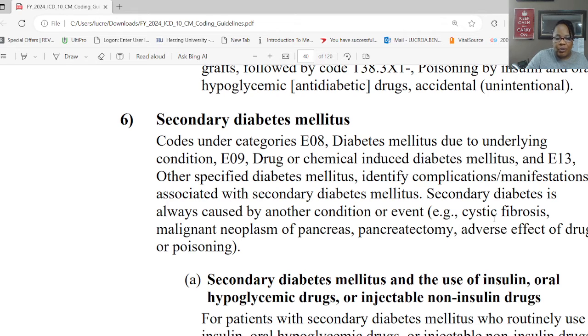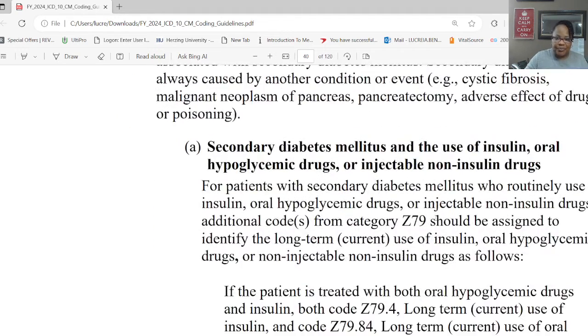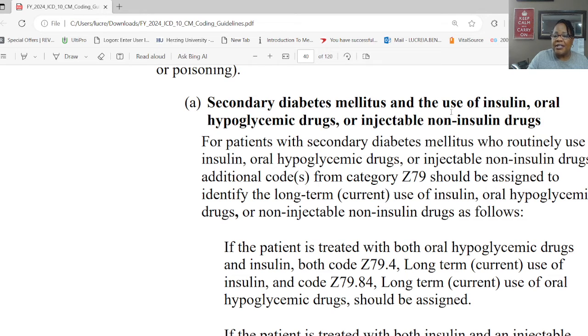They gave you, for example, cystic fibrosis, malignant neoplasm of the pancreas, pancreatectomy, or an adverse effect of a drug or poisoning. So again, secondary diabetes is always caused by another condition or event. So A, secondary diabetes mellitus and the use of insulin, oral hypoglycemic drug, or injectable non-insulin drug: for patients with this secondary diabetes who routinely use insulin, oral hypoglycemic drugs, or an injectable non-insulin drug, additional codes from category Z79 should be assigned to identify the long-term current use of insulin, oral hypoglycemic drug, or injectable non-insulin drug as follows.